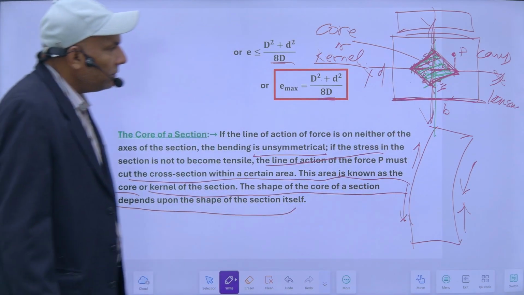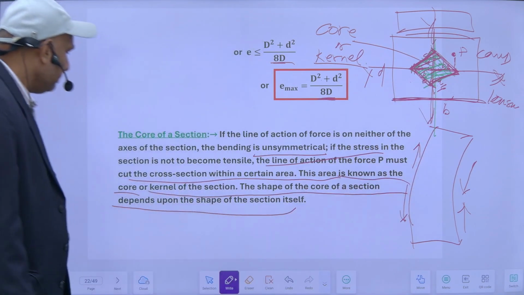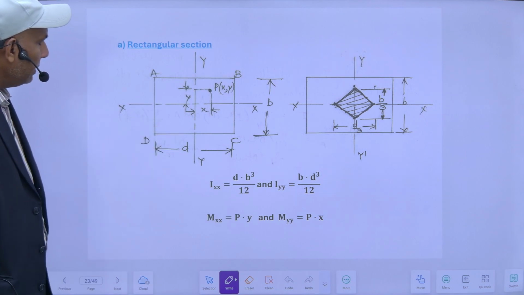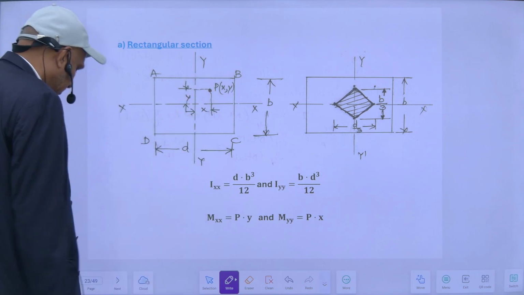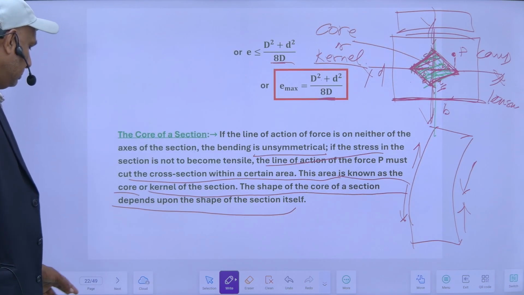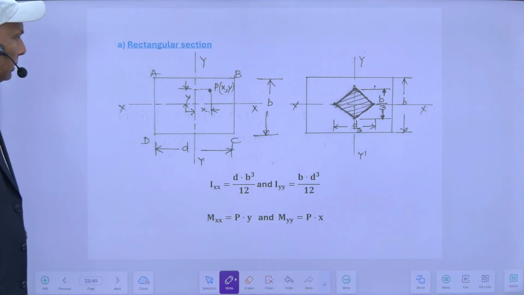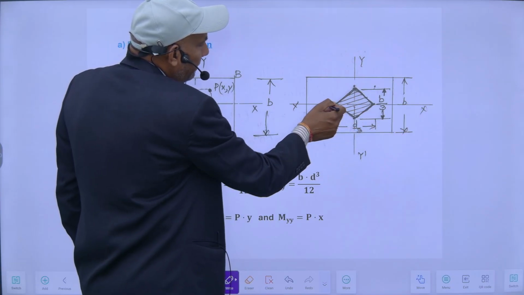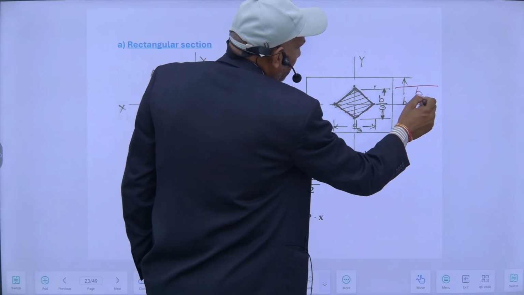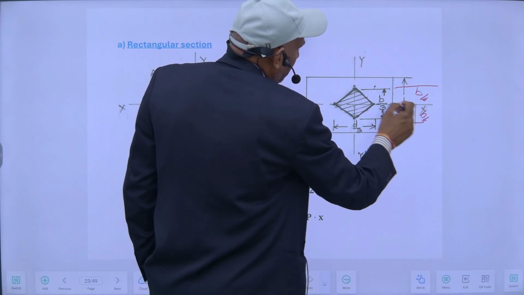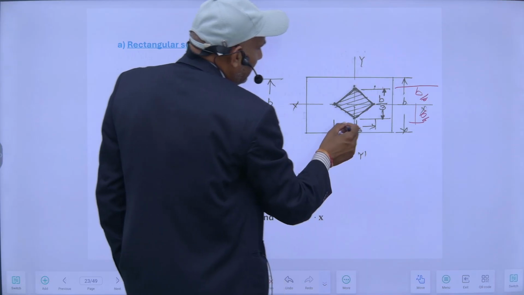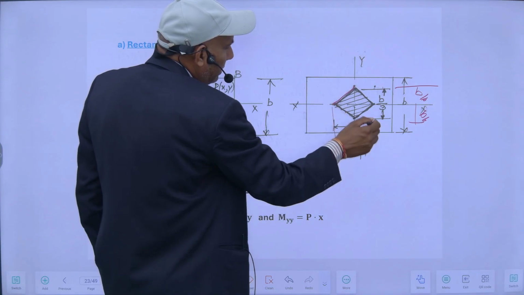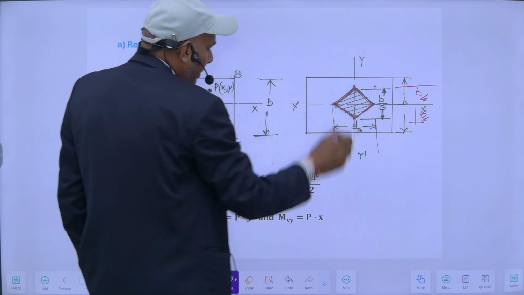So in case of rectangular sections, it will be like this. This is what I have explained here. So this is the point P here. So it is a rhombus. If it is B, then the maximum it can go is B by 6 here and B by 6 here, so total will be B by 3. On this side D by 6, D by 6, so it will be D by 3. This is the middle third. So this is my shape.